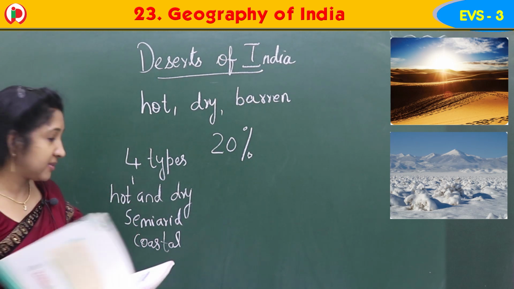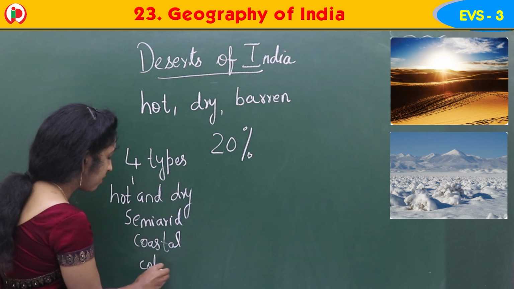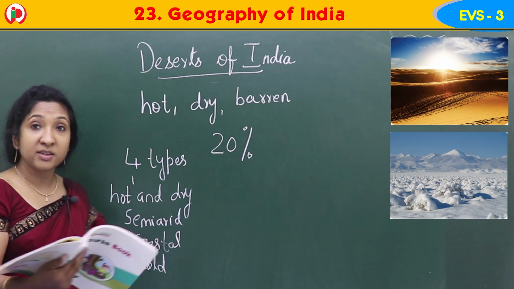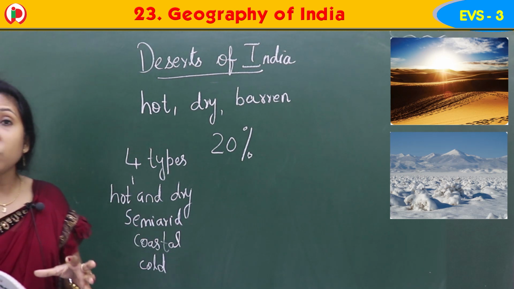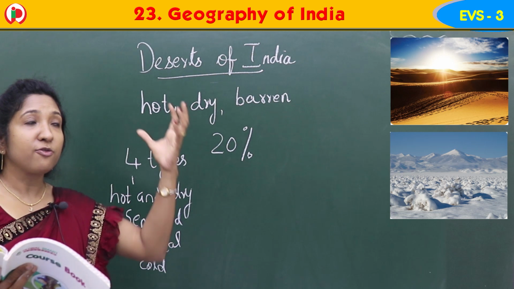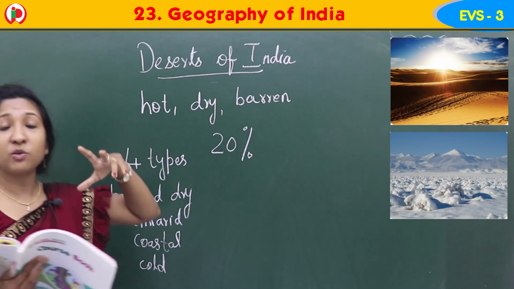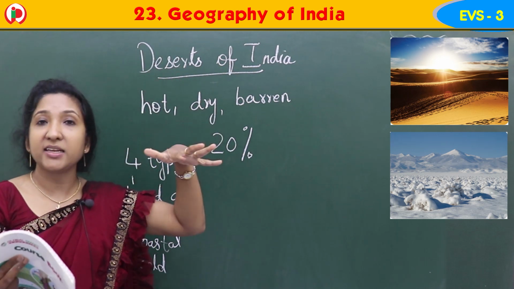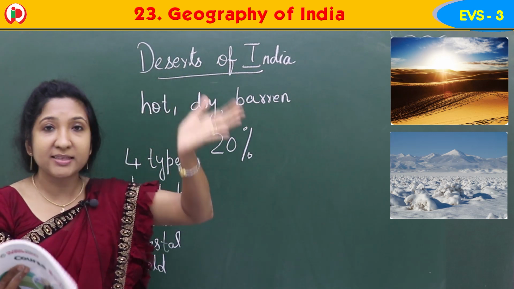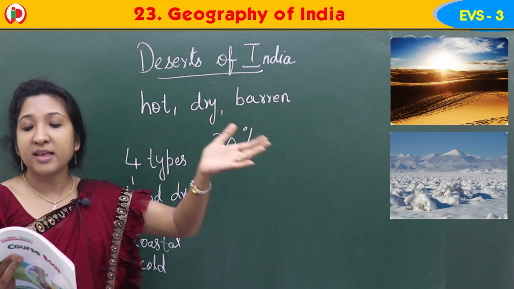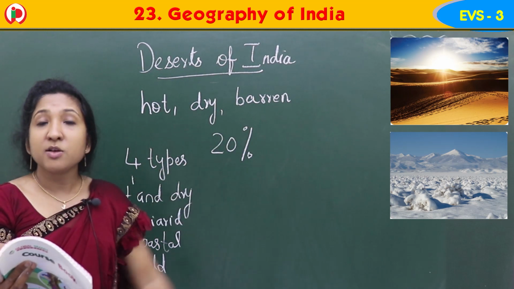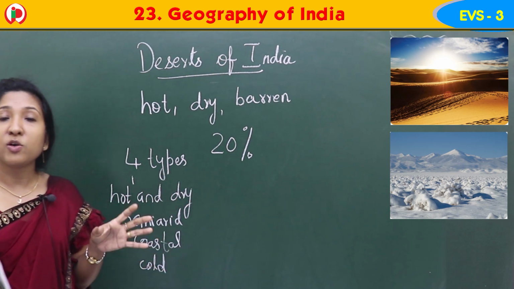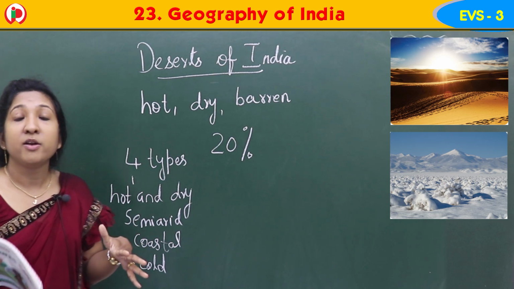Then cold desert. The last one is cold desert. These are the 4 types of desert. It has large sand dunes. Because of wind, what happens? Desert wind will be there, so it forms hills of sand. With sand only they form hills. It is actually sand dunes, and sometimes it is full of snow during the winter. That is why it's cold desert. Cold desert means it is covered with snow during winter times.